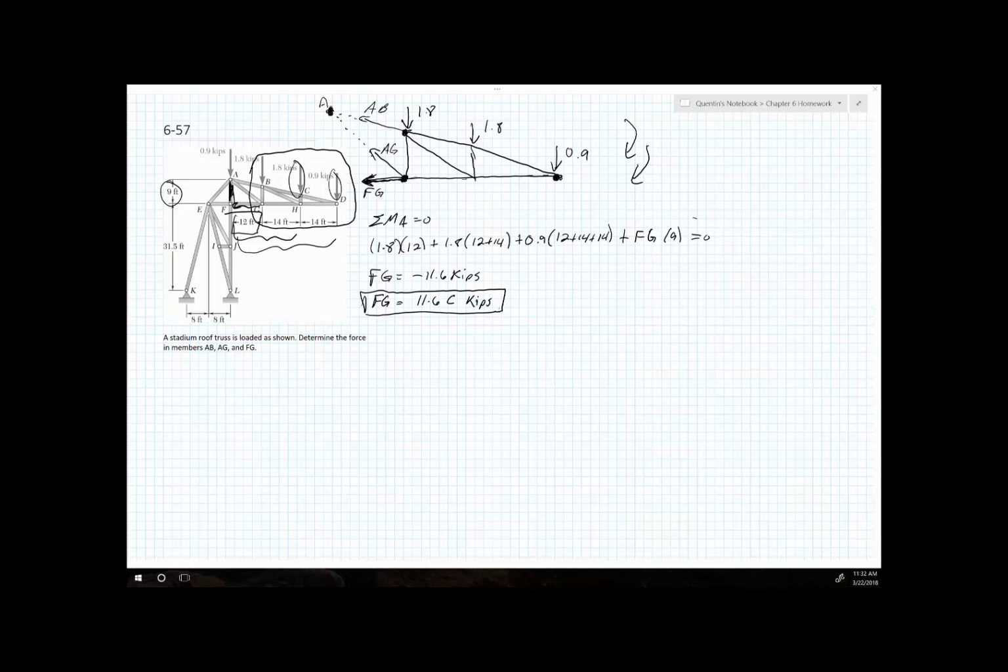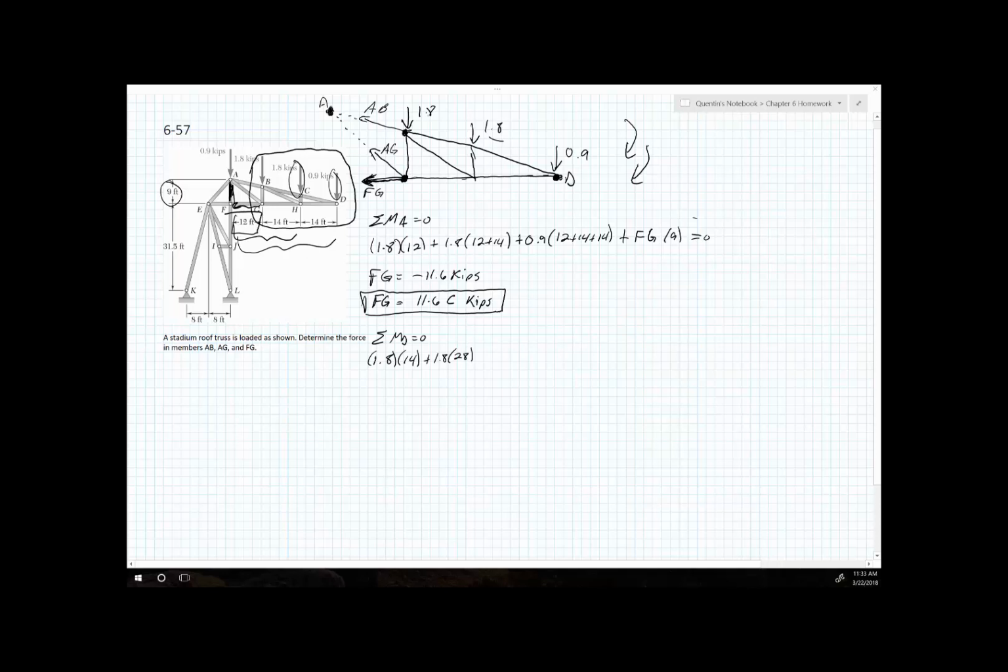We did it at A. Should we do D? No, sorry, that's D. So let's do the sum of my moments at D equals 0. Okay, fair enough, that's a sum. It totally looks like a sum symbol, right? Sum of my moments at D equals 0. So what do we have? We have 1.8 times 14 plus 1.8 times 28.